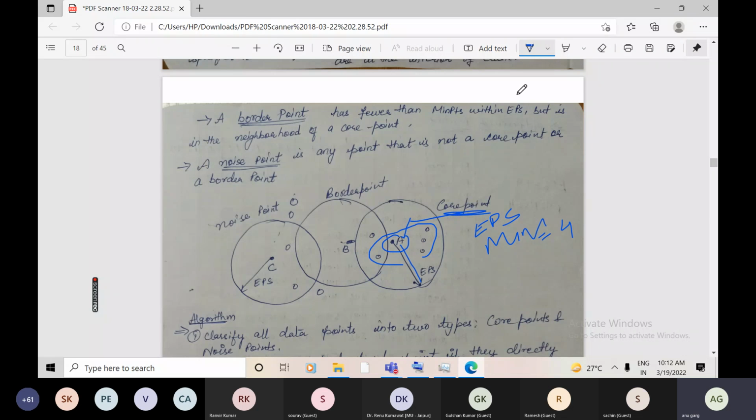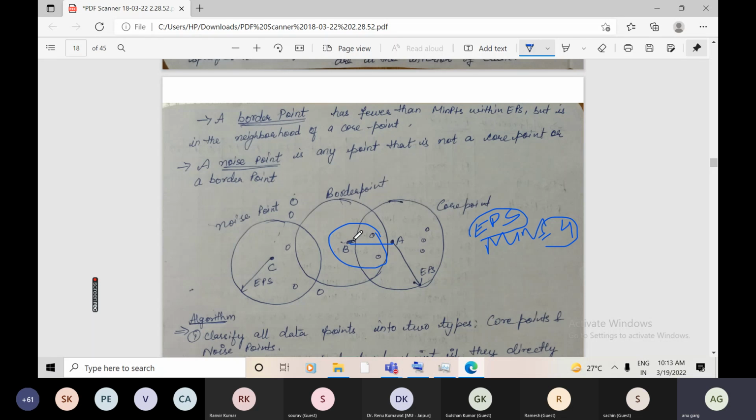Then we have another thing called a border point. Let's say we have one more point, B. This also falls in the radius of epsilon, that means in this neighborhood only. But it does not have a minimum of 4 points around it. It has only 2 points around it.